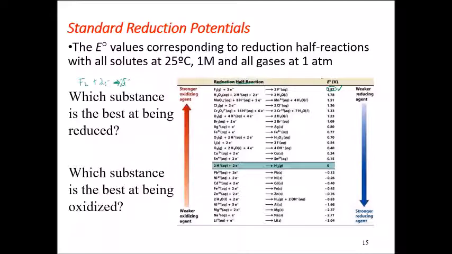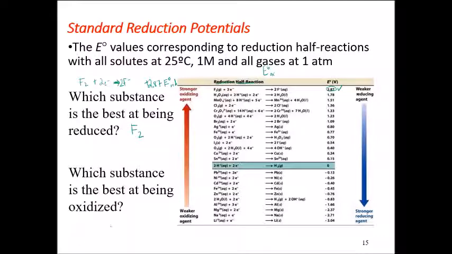This one has the highest voltage on our table here, so it's going to be the best at being reduced. It's a positive E. We call it E reduction. If you flip it, then you would just call it E ox, okay? So the reduction potential here, this one's going to be F2. Very good.